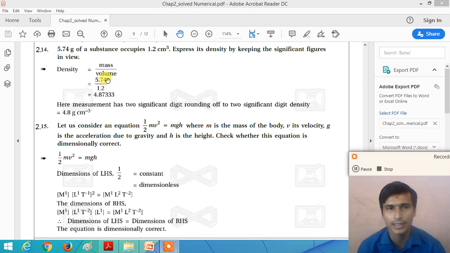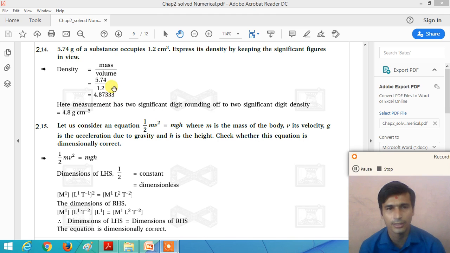Now if we divide mass by volume, 5.74 divided by 1.2, we get the answer 4.87333. Here the least number of significant figures is in the volume, and it is 2. So we need to round off this density to 2 significant digits. How do we round off any value with the correct number of significant figures? See my video on significant figures.